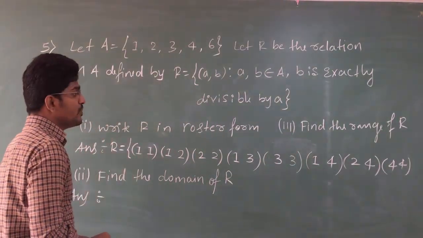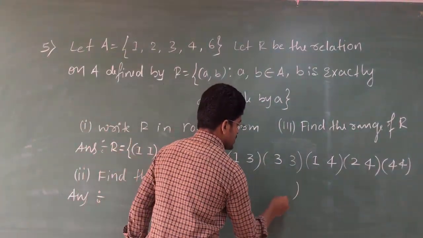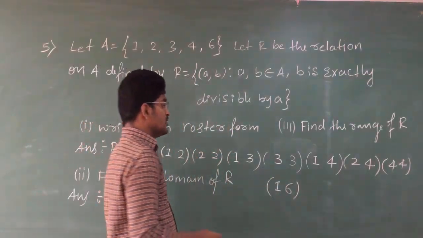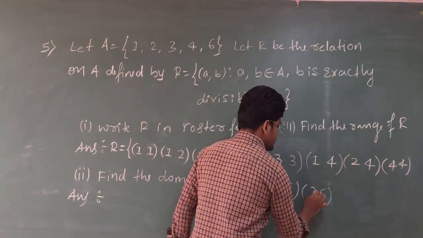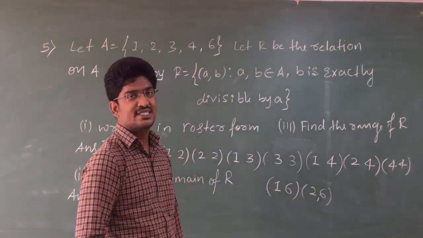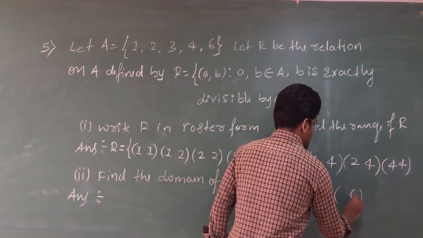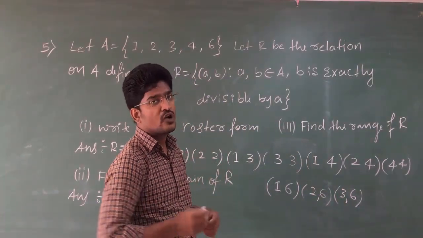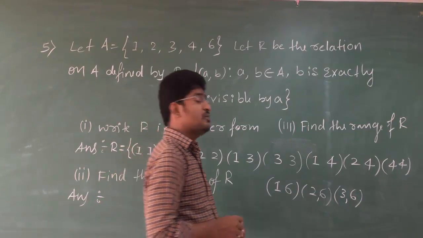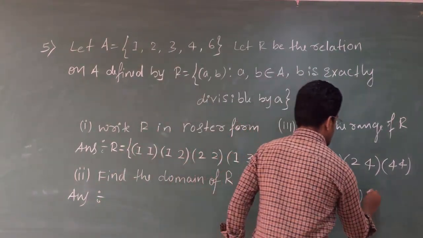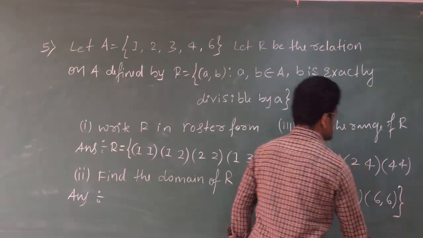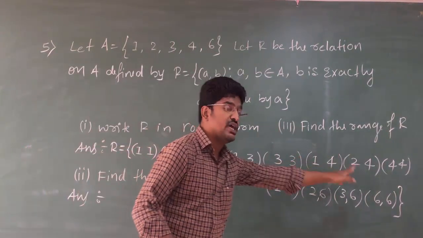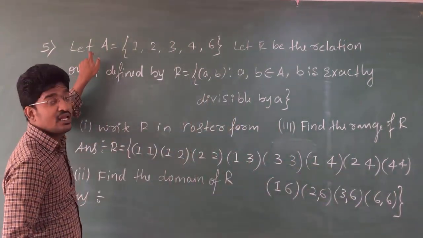No problem. Clear? Now let us go for 6. So 6 is divisible by 1. No problem. Again 6 is divisible by 2. That means 2 divides 6. 6 is again divisible by 3. No problem. But 4 doesn't divide 6. (4, 6) will not come. (5, 6) will not come. 5 is not there. No problem. I can write (6, 6) because 6 itself divides. Clear? So these are the ordered pairs for your question number 5.